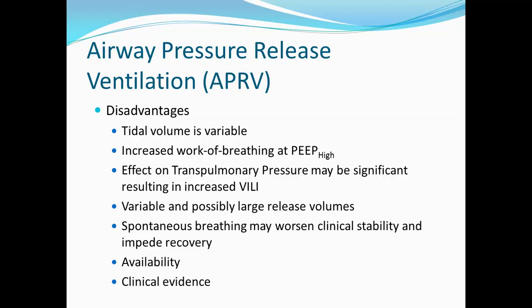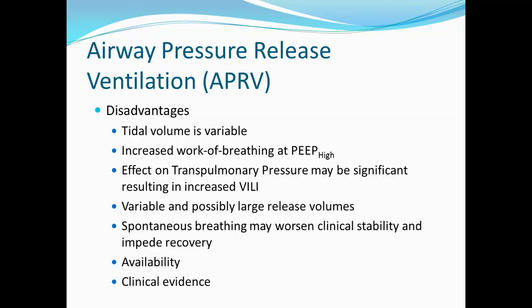First of all, the tidal volume is variable. It is not possible to limit the tidal volume directly. We can limit the tidal volume indirectly by limiting the delta P, going from P high to P low, and by limiting the time low. Some people feel there's an increased work of breathing of the patient breathing at PEEP high. Other people feel that we can reduce that work of breathing by using automatic tube compensation.